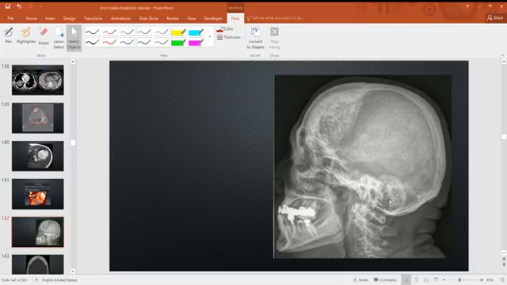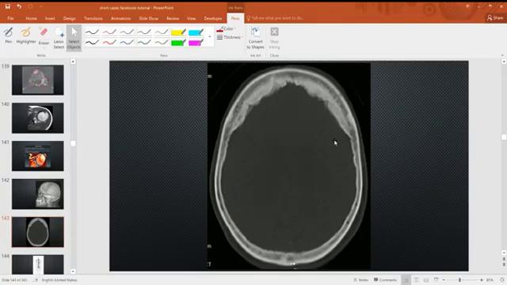Okay, let us see. This is the patient here. We have some thickening of the frontal bone as we see here, and it is thickening more internally rather than in the ductal system or outside. So this is most likely a case of hyperostosis frontalis interna, and we want to confirm that.